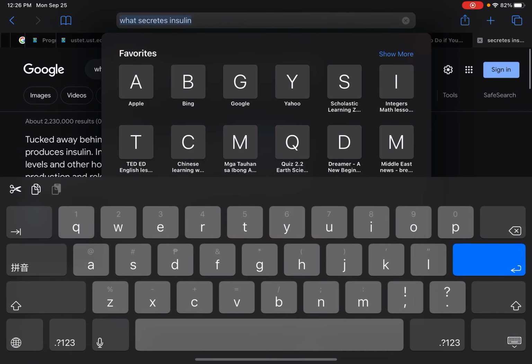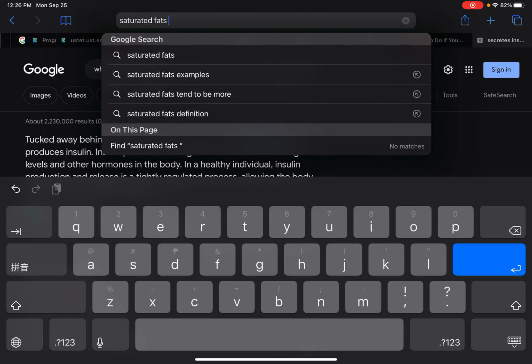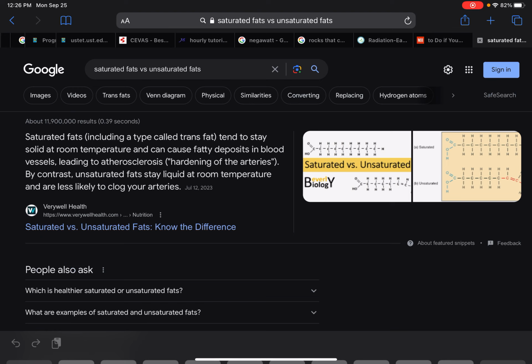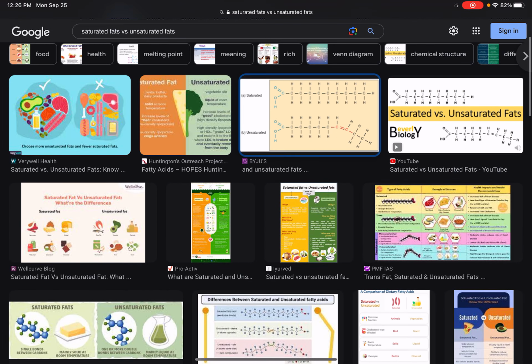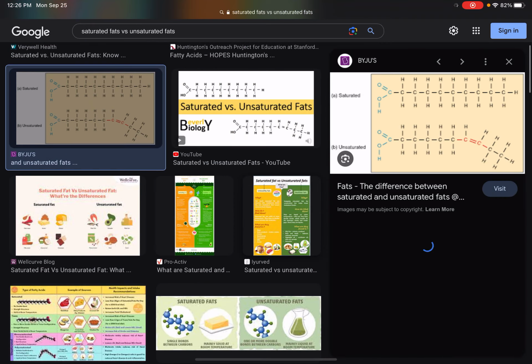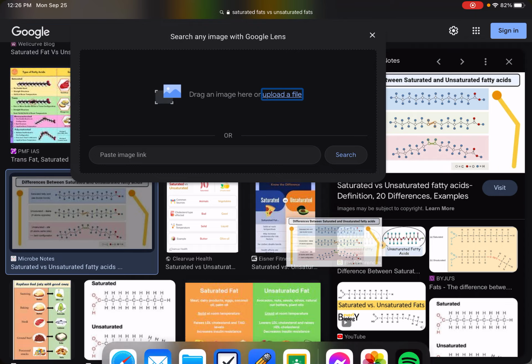Let's search. There it is. Let's find an image. There it is. This is what we were looking for.